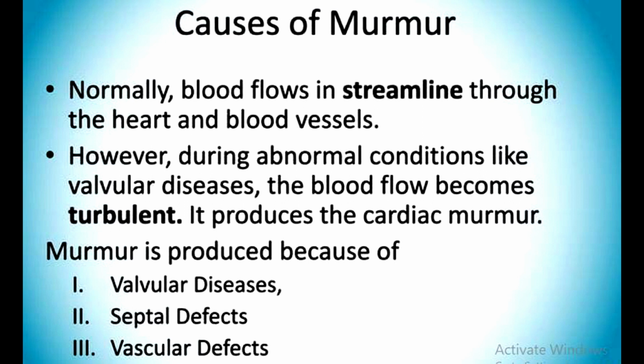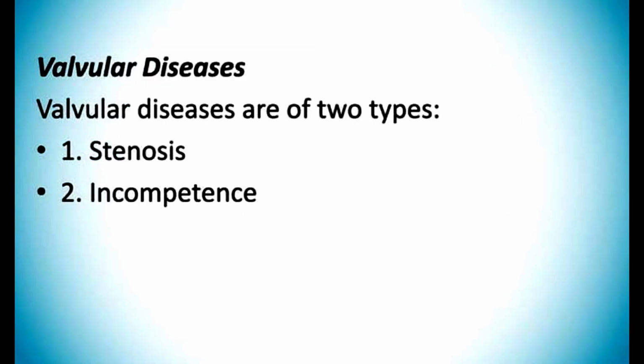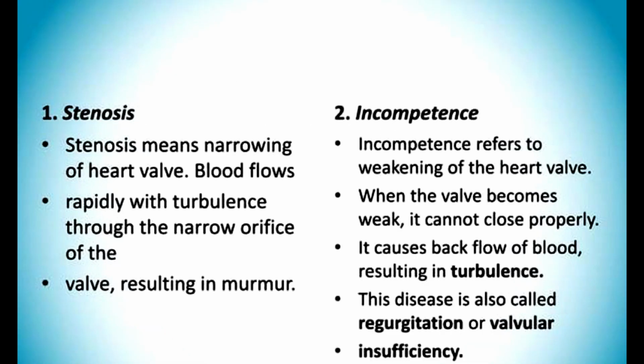The valvular diseases are of two types. One is the stenosis and second is the incompetence. Stenosis means narrowing of the heart valve. So when there is narrowing of the heart valves, the blood flows rapidly with turbulence through the narrow orifice of the valve. That results in murmur.